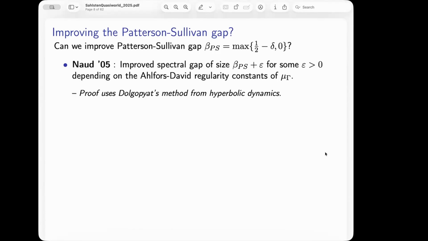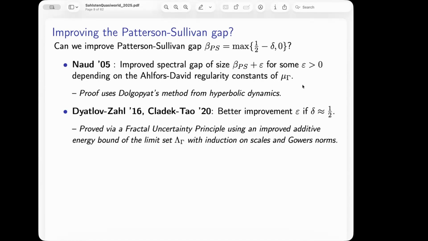He introduced methods inspired by the ideas of Dmitry Dolgopyat from exponential mixing of geodesic flows and hyperbolic dynamics. This method is quite powerful in a sense. It allows us to use extra cancellations in the series to get slightly better bounds. You get an exponent that depends on something called the Ahlfors-David regularity constant of the Patterson-Sullivan measure, which basically says that the measure of a ball is less than a constant times r^s, and also bounded from below. So it depends on the constant in front and also the dimension. It depends on that picture.